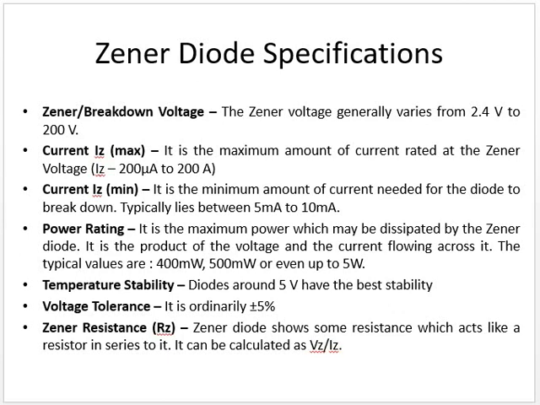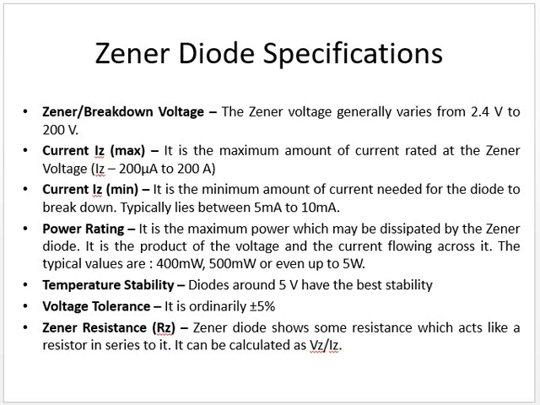The power rating indicates the maximum power which can be dissipated by the Zener diode, and the typical values are mentioned here: 400 milliwatt to even 5 watt. The best temperature stability is observed in diodes of around 5 volts. The voltage tolerance value is generally plus minus 5%. That means an increase or decrease of 5% can be tolerated. And there is some resistance in the device as well, which is called Zener resistance, and it can be calculated with this general formula.